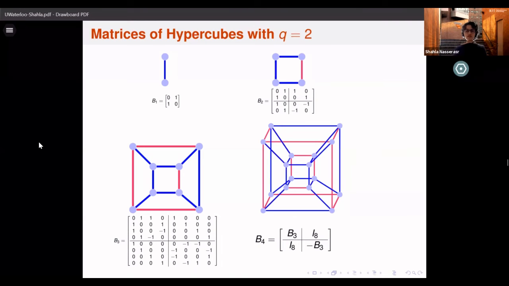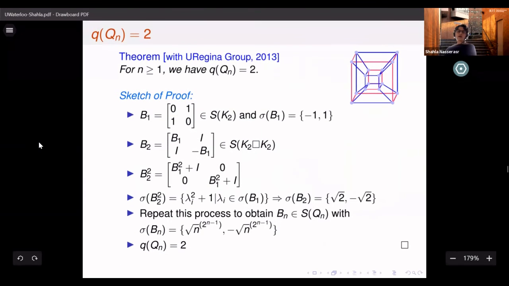So you can think about the constructing of the matrix in this way, that we put the previous matrix in the 1,1 block, and then the negative of that in the 2,2 block, and the identities on the 1,2 and 2,1 block. So constructing the matrices this way, we have this nice result.